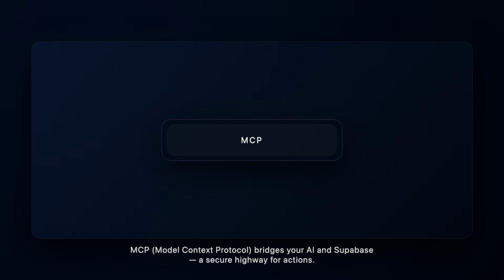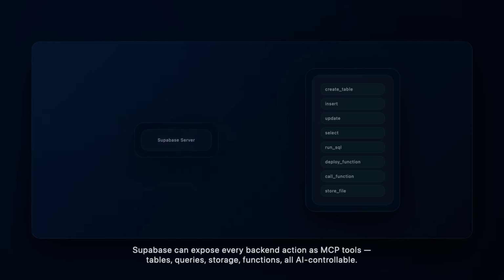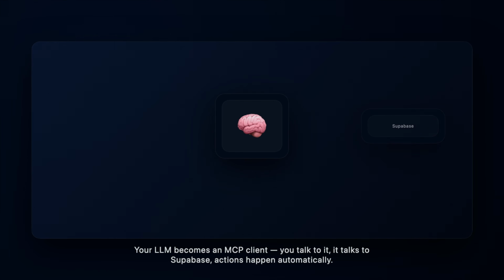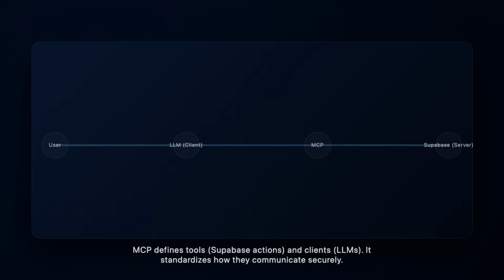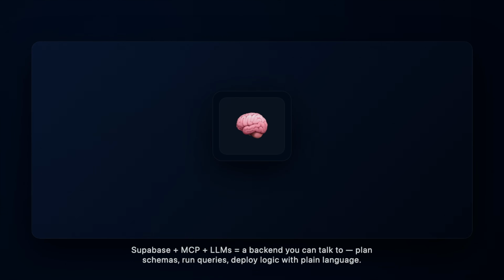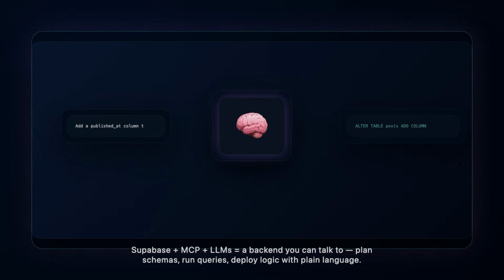MCP, Model Context Protocol, bridges your AI and Supabase, a secure highway for actions. Supabase can expose every backend action as MCP tools: tables, queries, storage, functions, all AI controllable. Your LLM becomes an MCP client. You talk to it, it talks to Supabase, actions happen automatically. MCP defines tools, Supabase actions, and clients, LLMs. It standardizes how they communicate securely. Supabase plus MCP plus LLMs, a backend you can talk to, plan schemas, run queries, deploy logic with plain language.